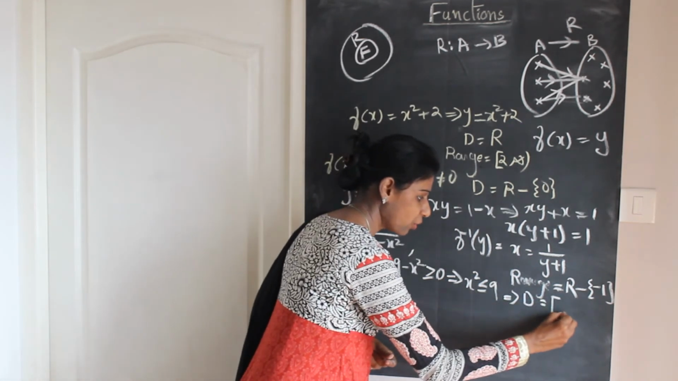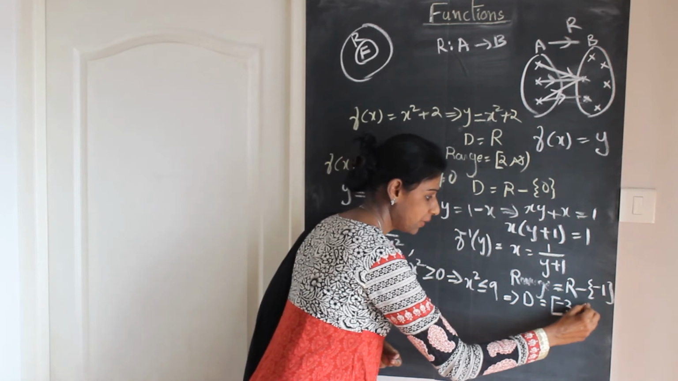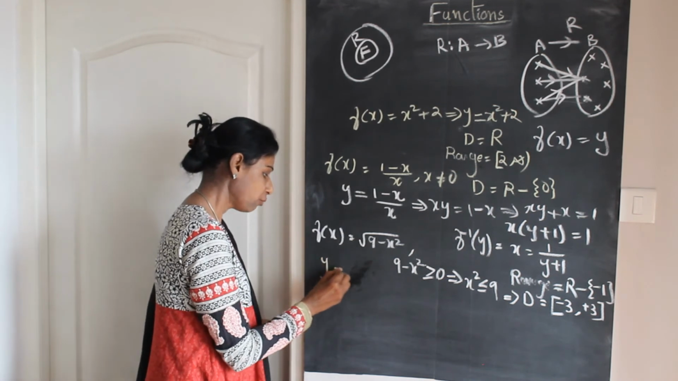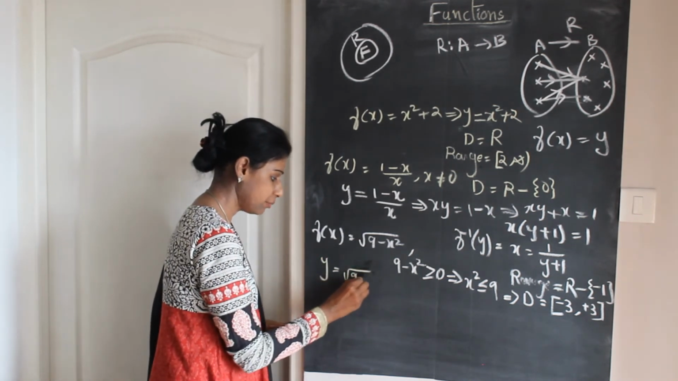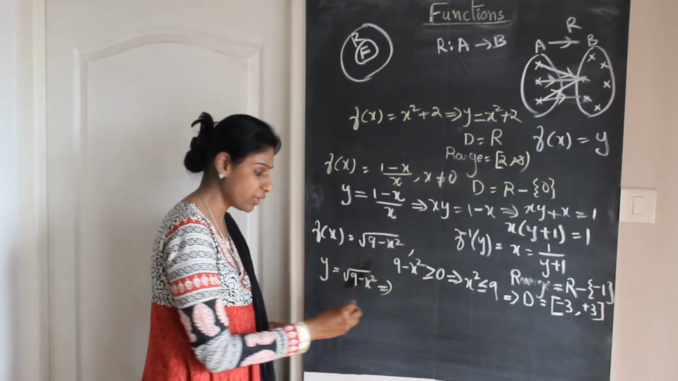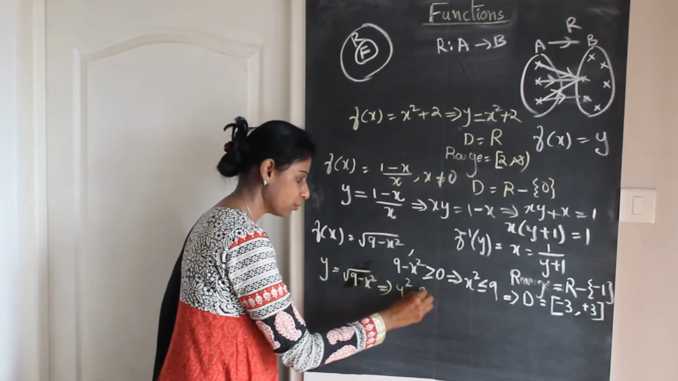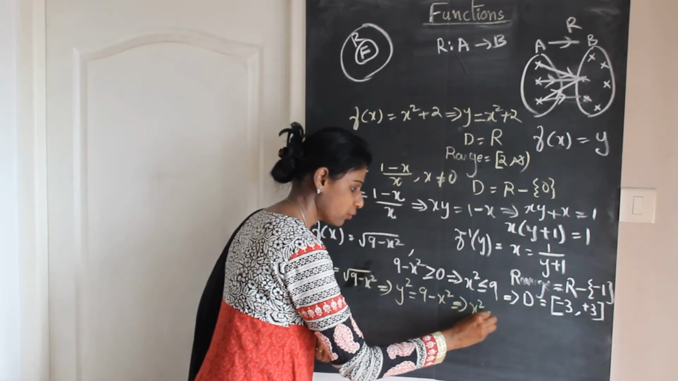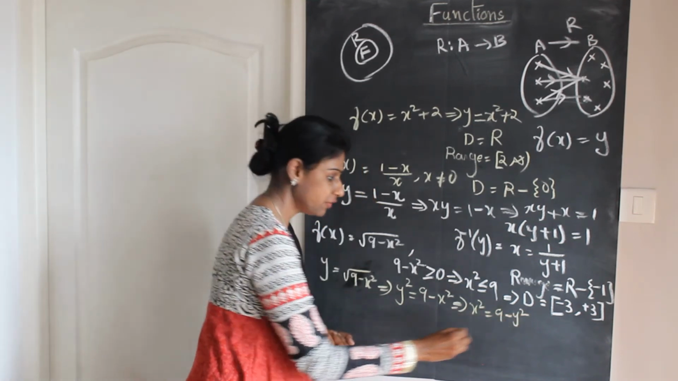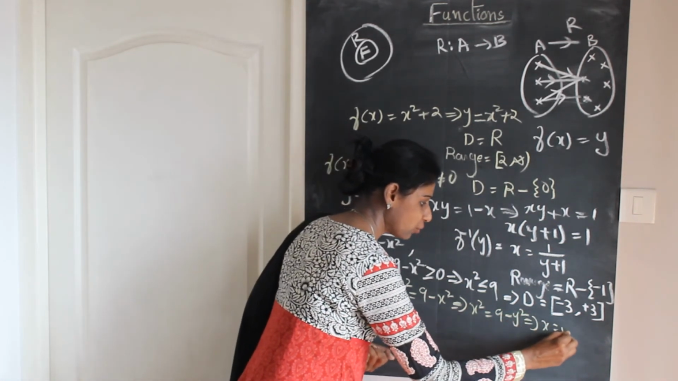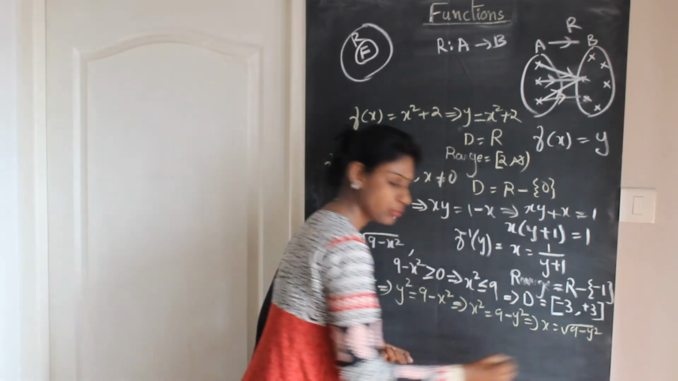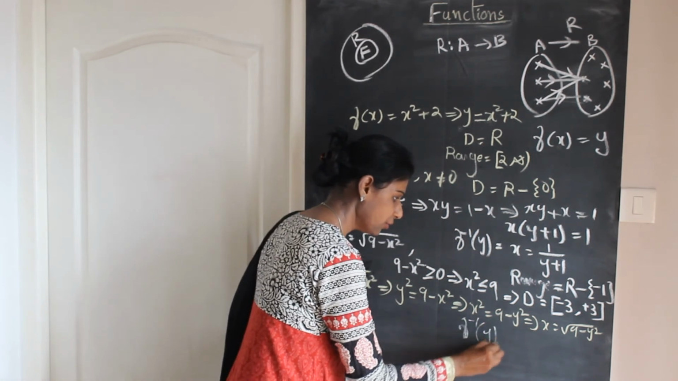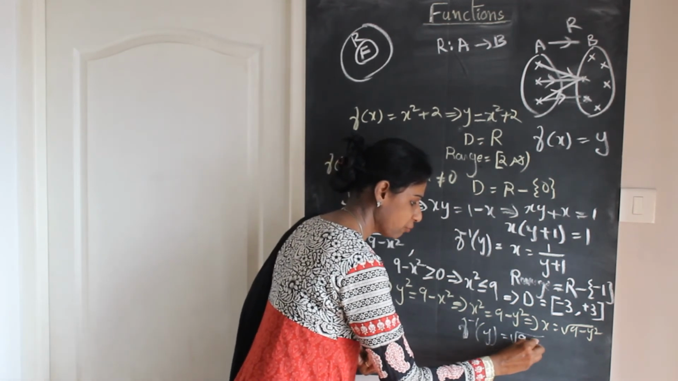So domain here is the closed interval minus 3 to plus 3. Now for the range, what do you do? y is equal to root of (9 minus x square), which implies, squaring both sides, we get y square is equal to 9 minus x square, which again implies x square is equal to 9 minus y square, which implies x is equal to root of (9 minus y square). X means f inverse of y, so f inverse of y is equal to root of (9 minus y square).